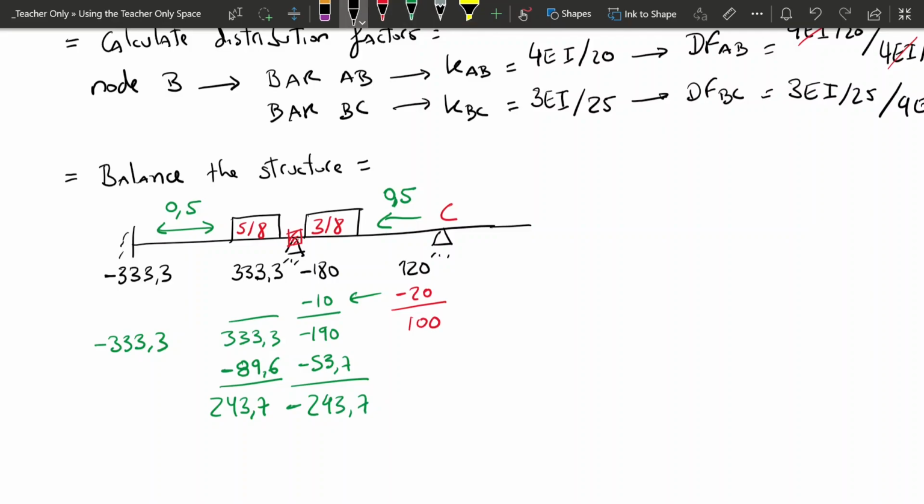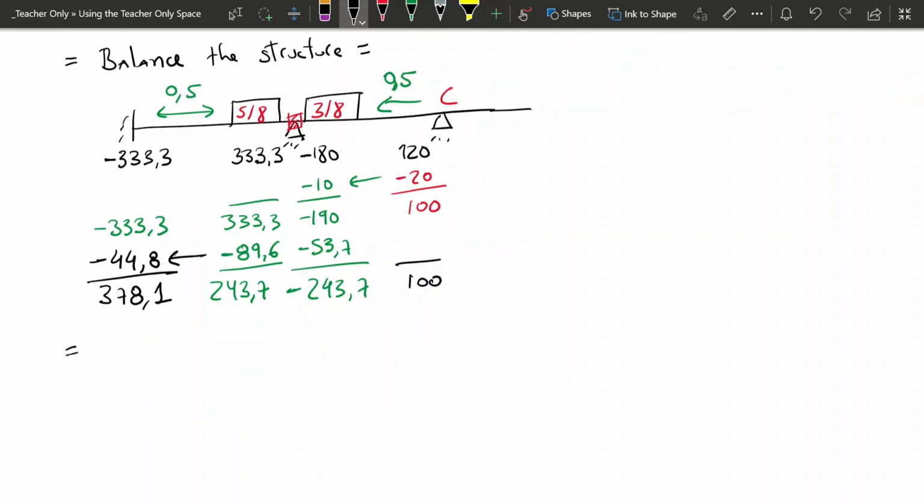Now the last step is to transfer half to this side. So 89.6 divided by 2 is 44.8, also negative. So then we can add and get our final answer. That's 378.1. Okay, so now we're done with balancing the structure. It's a lot faster than the previous one.